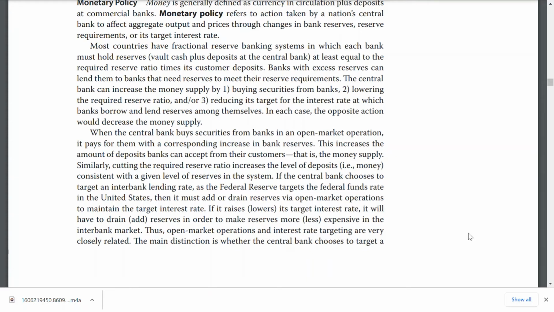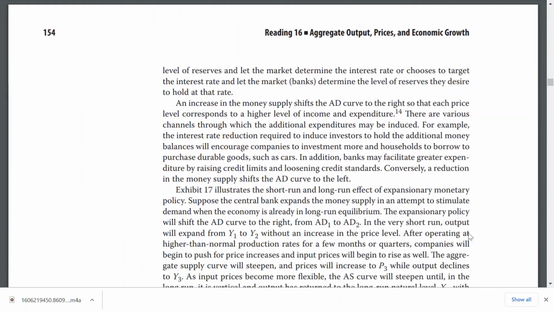The main distinction is whether the central bank chooses to target a level of reserves and let the market determine the interest rate, or chooses to target the interest rate and let the market or banks determine the level of reserves they desire to hold at that rate.